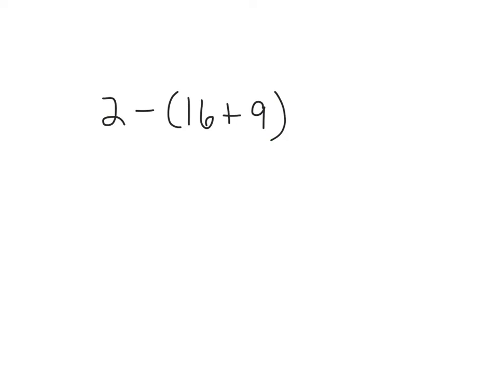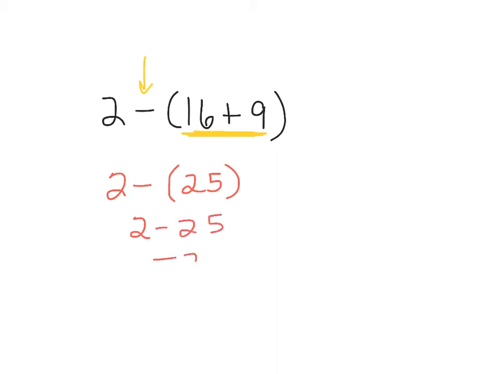You might see parentheses used as a grouping symbol, something like 2 minus parentheses 16 plus 9. And the order of operations, our PEMDAS, would tell us to make sure we do what's inside those parentheses before we do anything outside the parentheses. So if I simplified here, 16 plus 9 is 25. Now I put those parentheses in, but I don't really need them anymore once I've simplified inside. They're kind of extra. That's okay. That's 2 minus 25, which is negative 23.